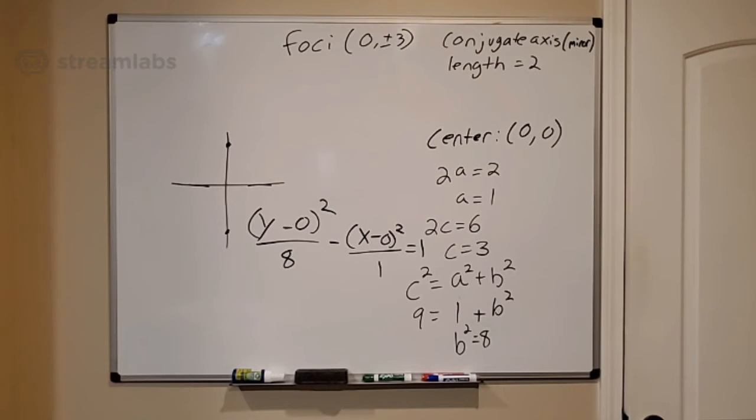Wait, why does the y come first? Because it opens up and down. The direction in which it opens will determine your positive variable. So if it opens up and down, then y is positive. If it opens left and right, x will be positive. Okay. Any other questions on that one?